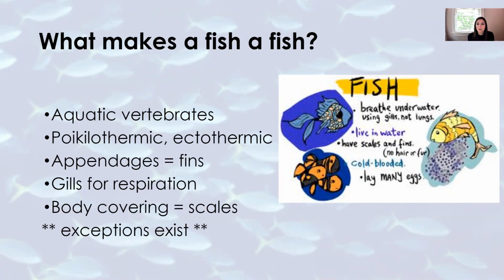Their appendages are fins, so no arms and legs, fins. They use gills for respiration, no lungs. Their body covering is scales. Now, exceptions to some of these do exist. There are some fish that are adapted to maintain a relatively steady body temperature, and some fish that don't have scales. But in general, these are the characteristics that are common among fish.